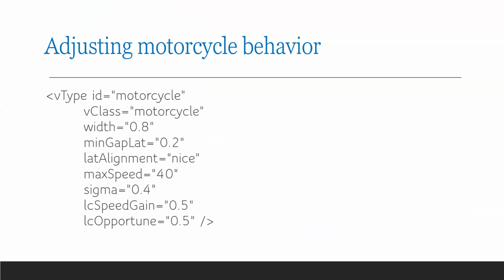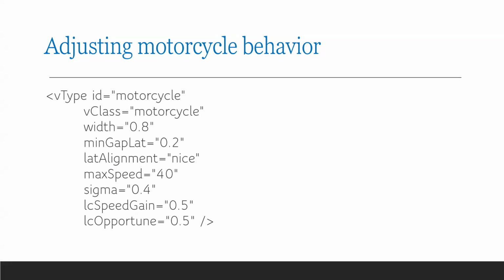So to adjust the motorcycle behavior, we have to create a motorcycle vehicle type, and it will be motorcycle, and width will be 0.8 and minimum lateral gap will be 0.2. We have to reduce the minimum lateral gap, and width 0.8 is already provided in SUMO. Lateral alignment is usually center, but for motorcycles we have to set it to nice so that laterally the motorcycle will give side to other vehicles.